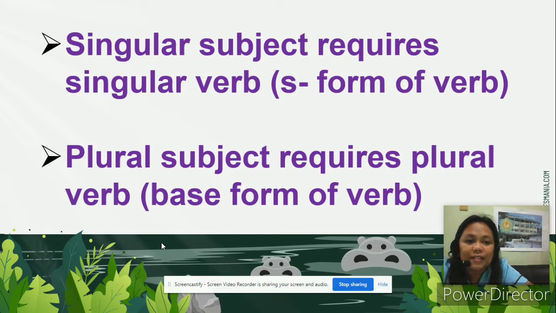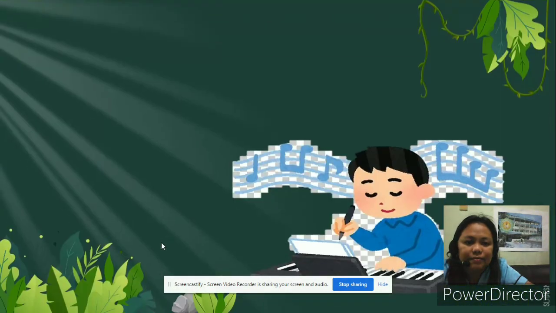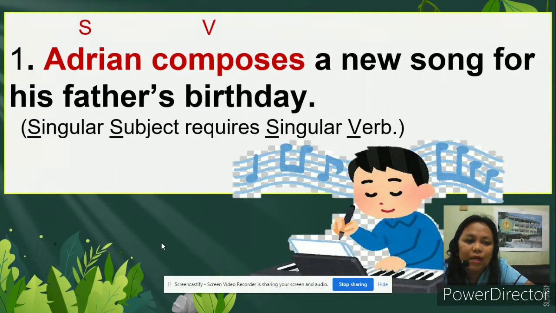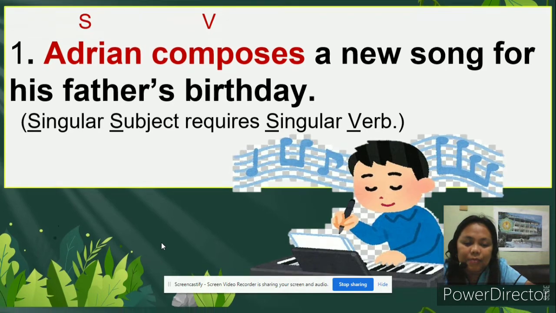Do you understand? Okay, for example, I have here sentences. In number one, Adrian composes a new song for his father's birthday. Adrian is singular. Why? Because he is only one subject. So the verb composes has an S. Subject and verb must agree in number. Okay. Number two.